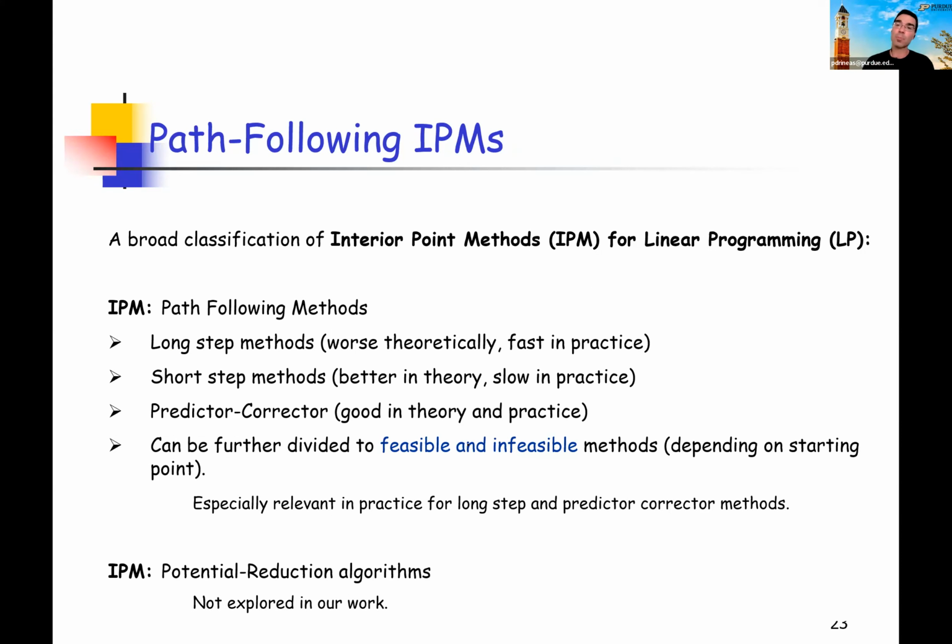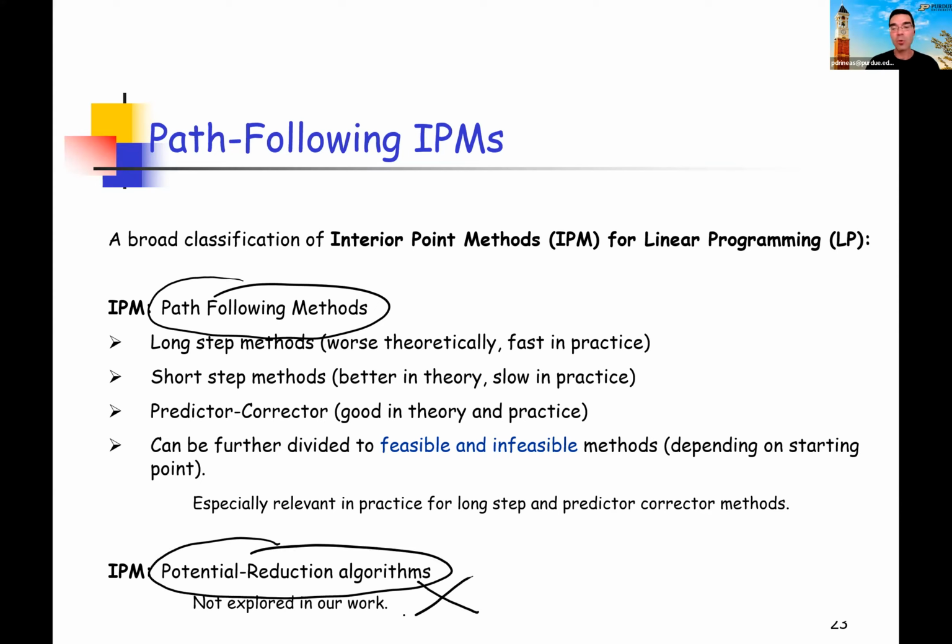Broad classification of interior point methods for linear programming. I think it's useful if you've never taken a course on IPMs, and I'm following more or less, I should say, the book by Steve Wright, who has written kind of the defining book on interior point methods. You have the path following methods, and you have the potential reduction methods. Those are not explored in our work. It would be very nice to explore them because they will take you beyond linear programming. So path following methods are not very useful for convex optimization. Interior point methods based on potential reduction are actually useful beyond linear programming as well.